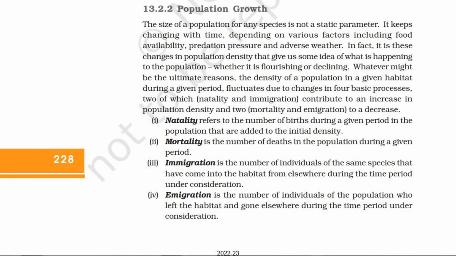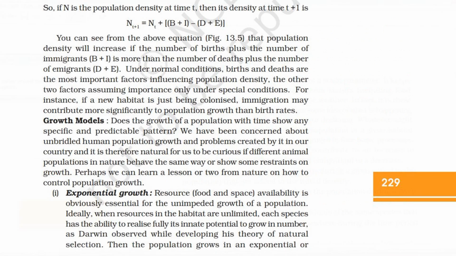1. Natality refers to the number of births during a given period in the population that are added to the initial density. 2. Mortality is the number of deaths in the population during a given period. 3. Immigration is the number of individuals of the same species that have come into the habitat from elsewhere during the time period under consideration. 4. Emigration is the number of individuals of the population who left the habitat and gone elsewhere during the time period under consideration. So, if N is the population density at time t, then its density at time t+1 is N(t+1) = N(t) + [(B + I) - (D + E)].